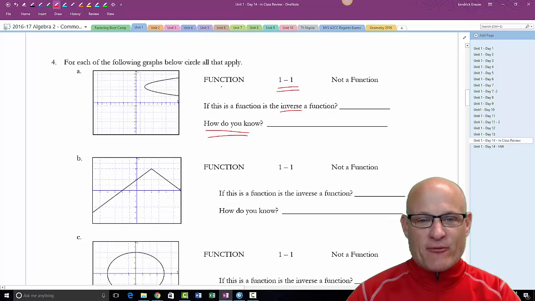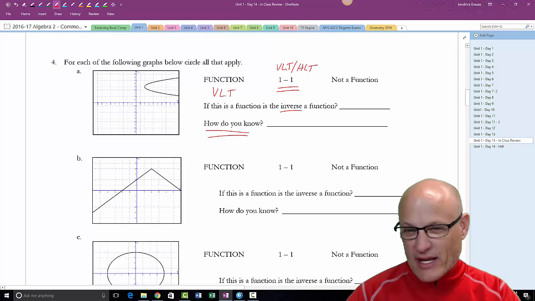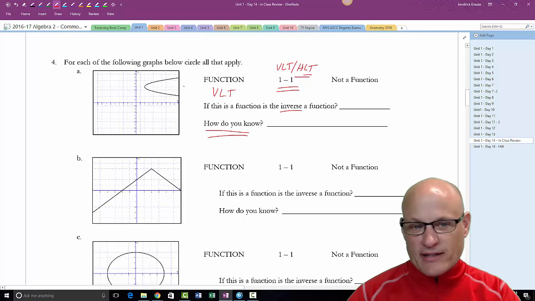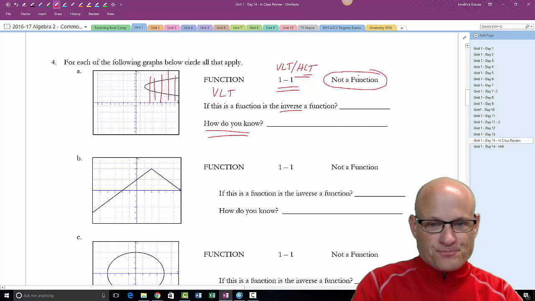A relation is a function if it passes the vertical line test. This one is for the VLT. One-to-one means it passes the VLT and the HLT, but it can't even be a function if it doesn't pass this one. So the big kicker is, is it going to pass the horizontal line test? Well, this fails the vertical line test just about everywhere. So this is not a function.